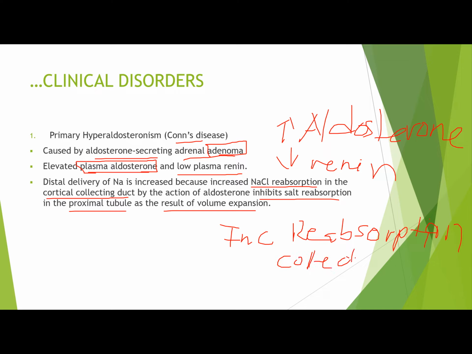Pakitandaan to ha. In the cortical collecting duct, while another effect here is that aldosterone would inhibit salt reabsorption. So mababa naman ang sodium nyo in the proximal tubule. So kapag may Conn's disease ka, increase ang sodium sa cortical collecting duct. Pero decrease ang sodium naman class sa proximal tubule. So itong mga proximal tubule, collecting duct, nasa kidneys yan. So remember that. That's one sign of having Conn's disease. Increased sodium, again in the collecting ducts, decreased sodium sa proximal tubule.